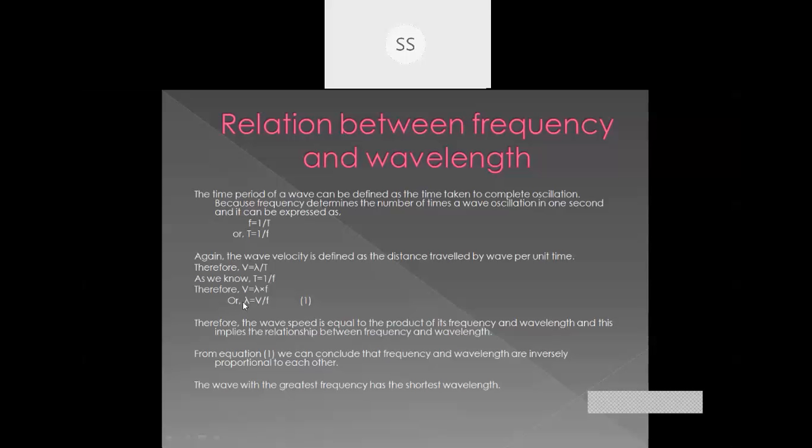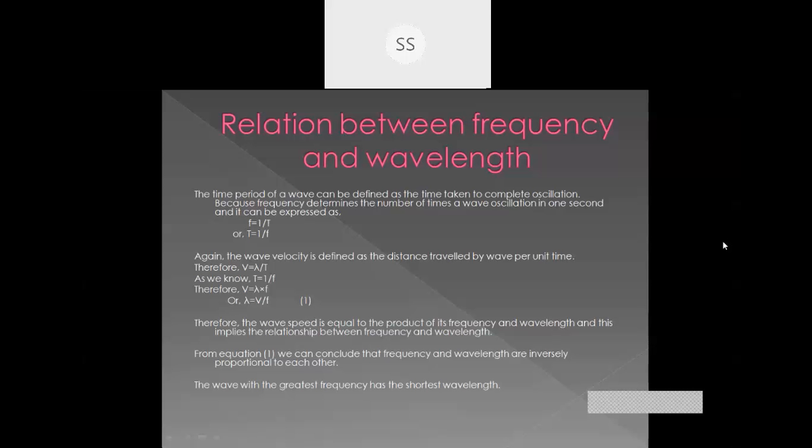Therefore, the wave speed is equal to the product of its frequency and wavelength, and this implies the relationship between frequency and wavelength. So, if we take the wave speed as unit value, the wave velocity will be 1. That means lambda equal to 1 by f.